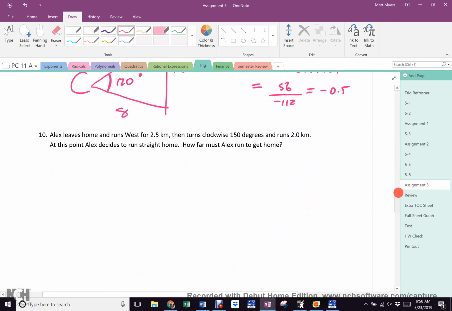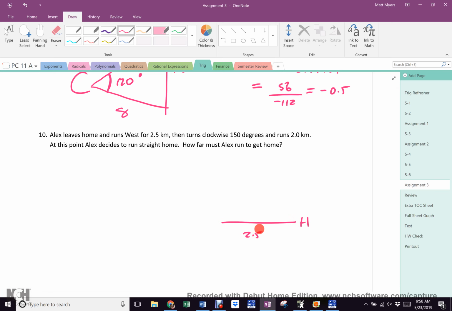Okay, now, these are the questions that all of you kids in every grade always stink at because they're directional questions. And we're going to do this one, and then we're going to work on a couple of others. Alex leaves home and runs west. There's home. What direction do we draw west? Left. And he runs 2.5K. He turns clockwise 150 degrees.